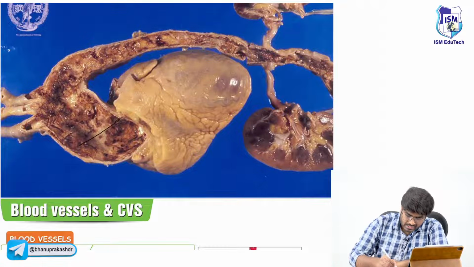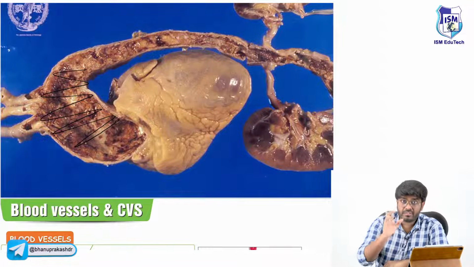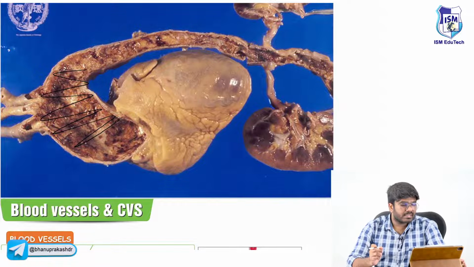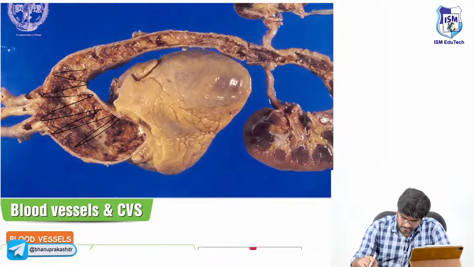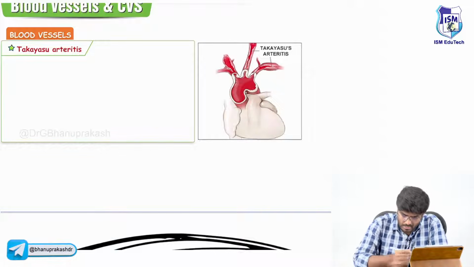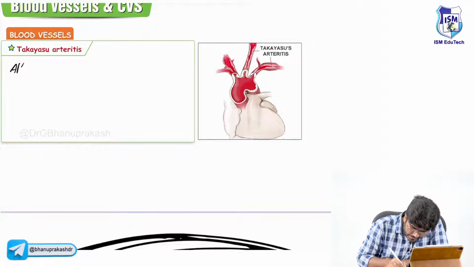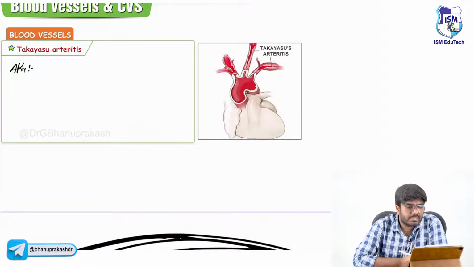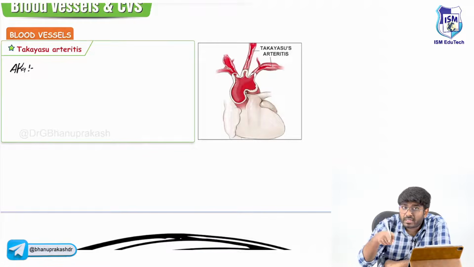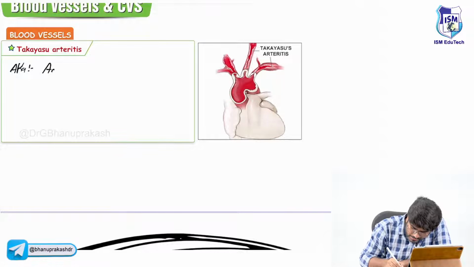Here, see, this is the arch of aorta. The bigger, large blood vessels, the arch of aorta, are getting involved. Do you know what this disease is called? This disease is Takayasu arteritis. It is also called aortic arch syndrome, as I have shown you which part is going to be affected, the aortic arch.